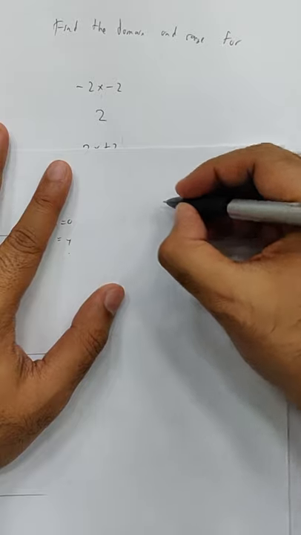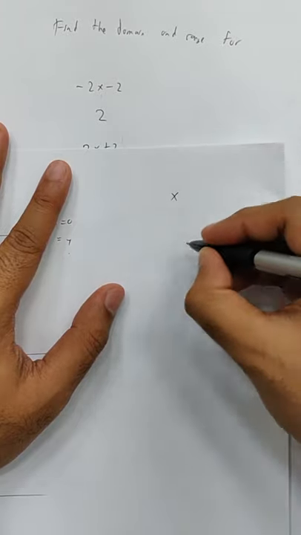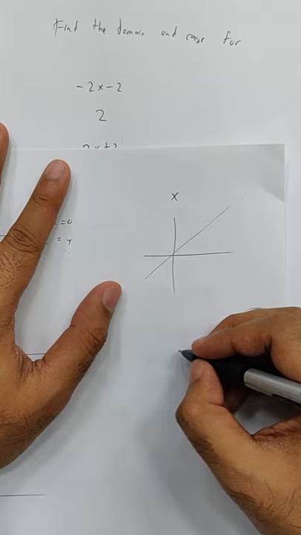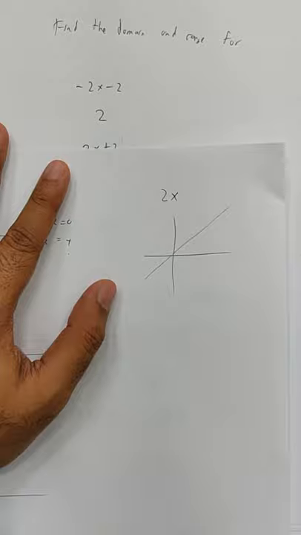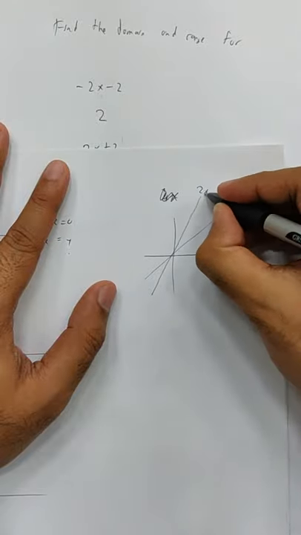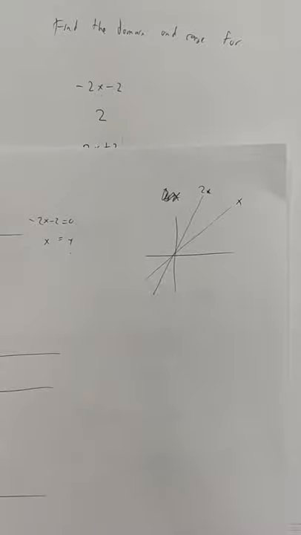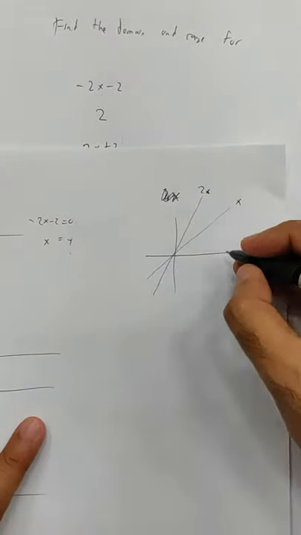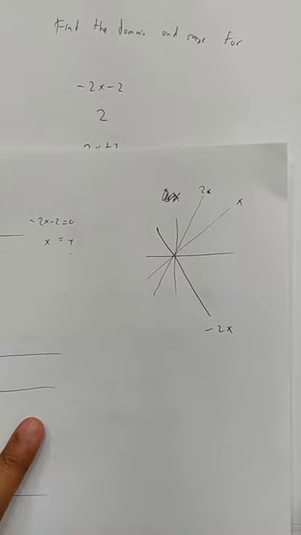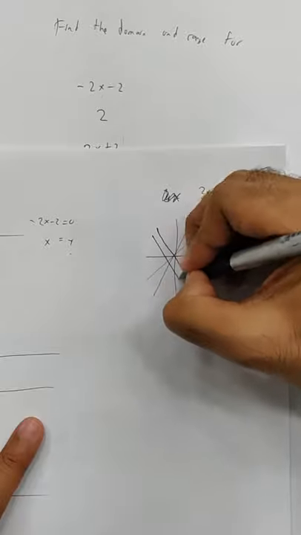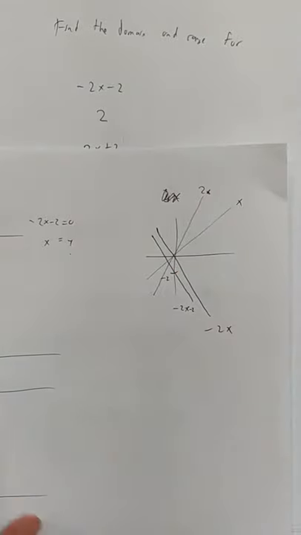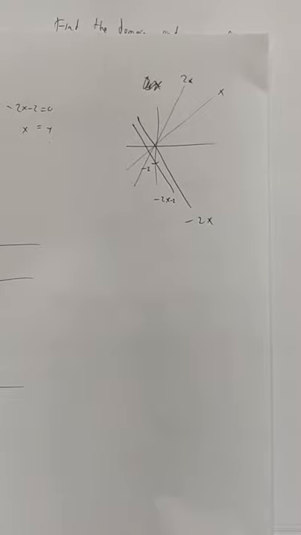Just basically, the x graph, how does it look like? This way, right? What about if I do 2x? Still going to be the same, just steeper. Just the gradient. The graph is going to be the same. If I put right now negative 2x, you okay? Now, if there's a minus 2, others is the same.